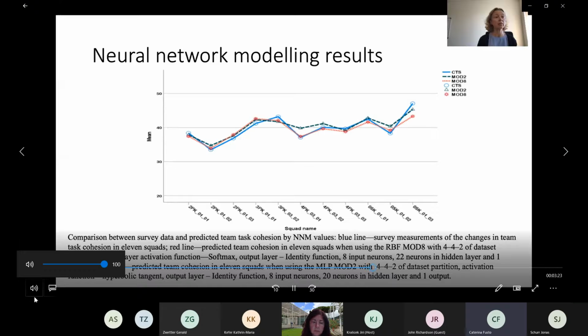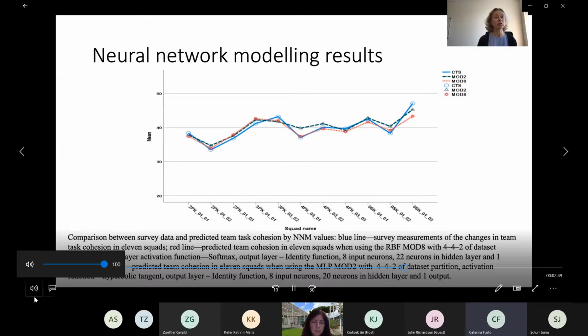As a result, the green line represents the best multi-layer perceptron, the MOD2 model. For team task cohesion, it was constructed with one hidden layer, 20 neurons, and one output. And the red line represents how the radial basis function, MOD8, predicts the changes in team task cohesion in 11 squads according to the measurement.